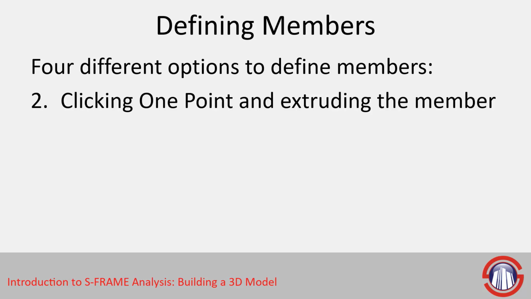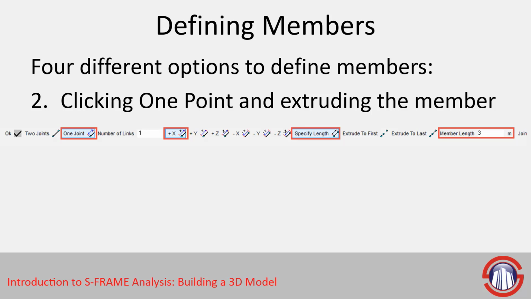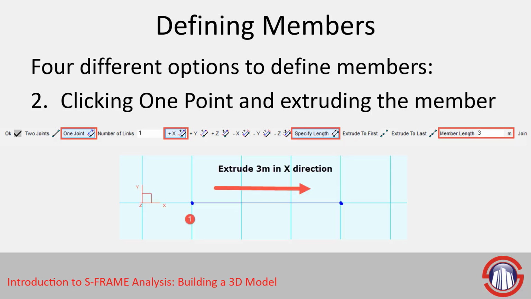We can also click one point and extrude the member from that first point that we selected, using the one joint method for member definition. We just specify the direction and the length of the extrusion, and a second joint will be created after that extrusion.